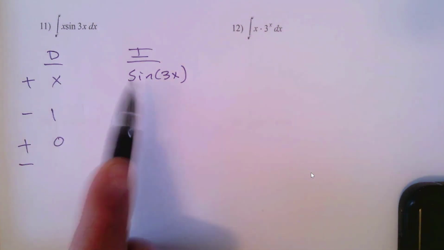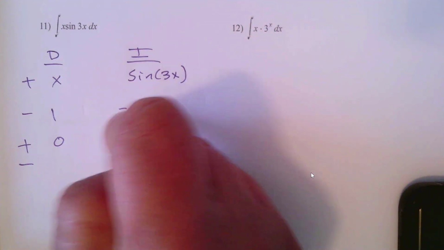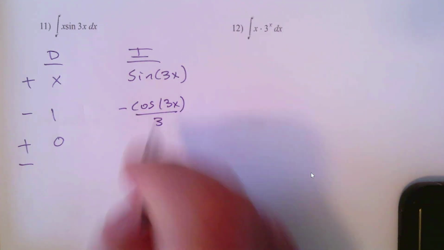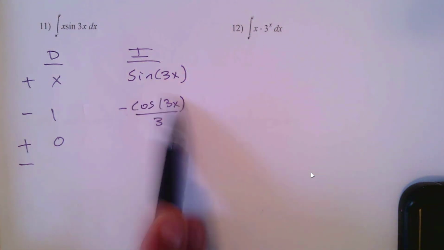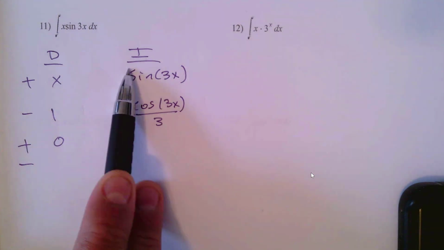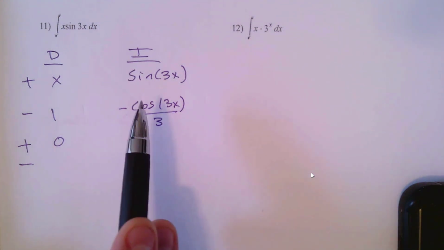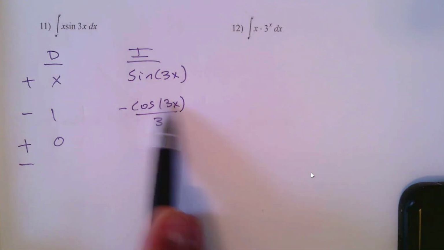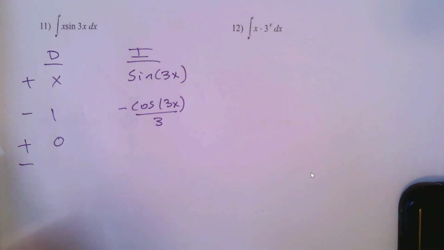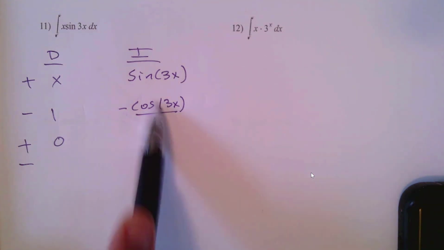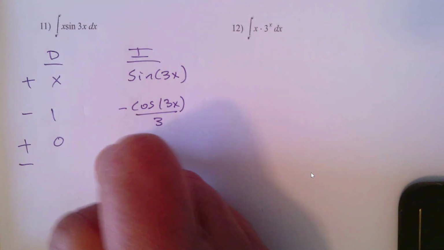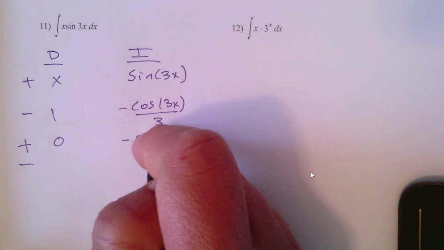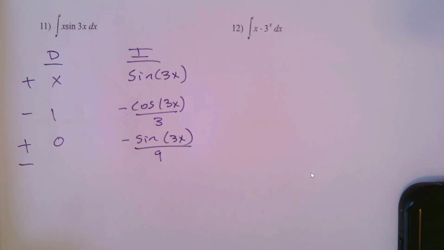Integrate sine of 3x. Well, the integral is going to be negative cosine of 3x divided by 3. And you can check. Whenever you're having difficulties integrating, just take the derivative and see if you get this. The derivative of negative cosine would be sine, and then the inside would stay the same. And remember, we would have to multiply by the derivative of the inside. And so, yeah, we do get sine of 3x. And we're going to integrate this again. So now it's going to be negative sine of 3x divided by another 3. So 3 times 3 is going to be divided by 9 here.